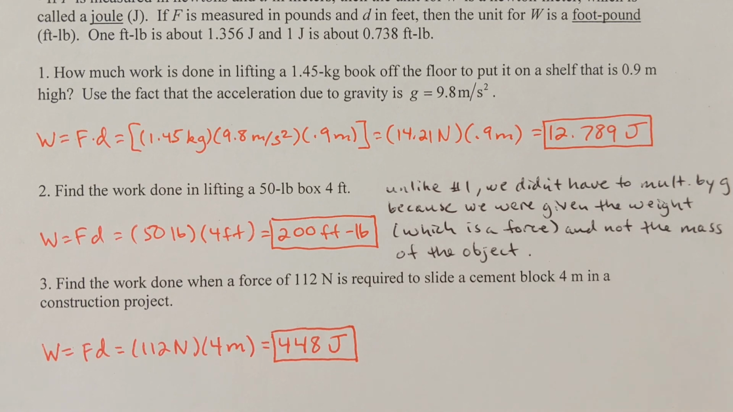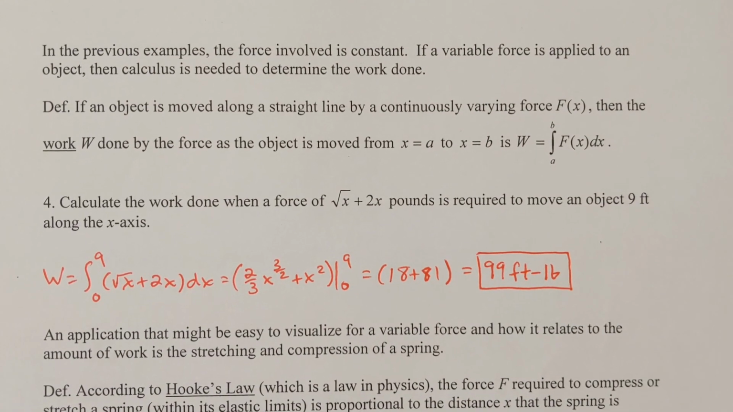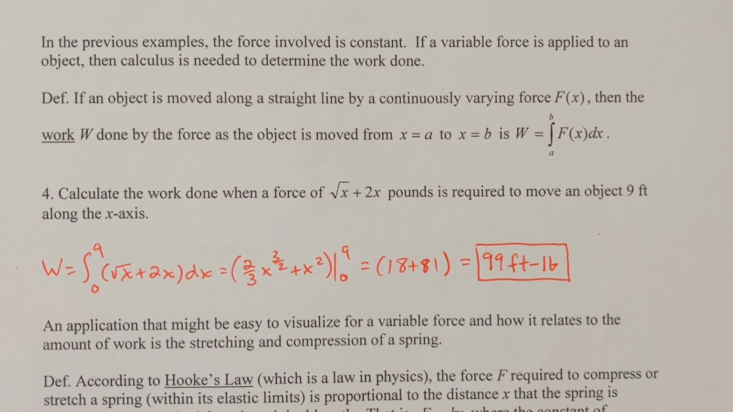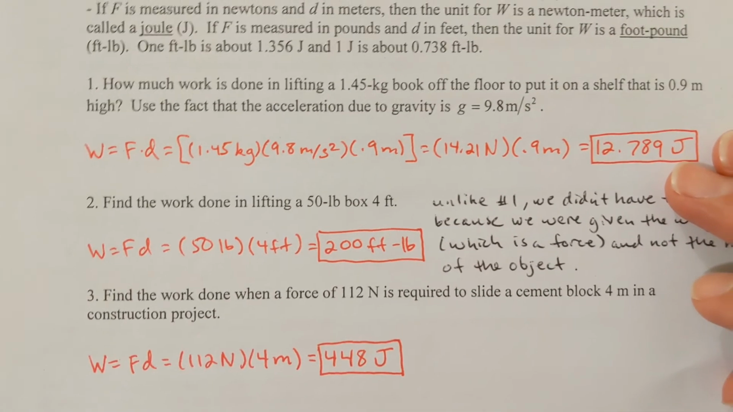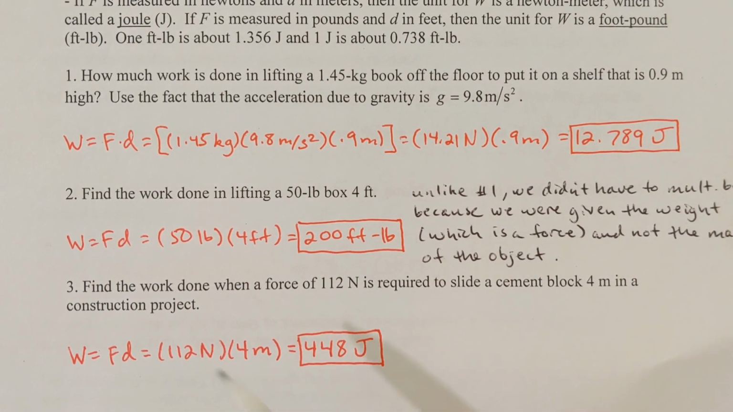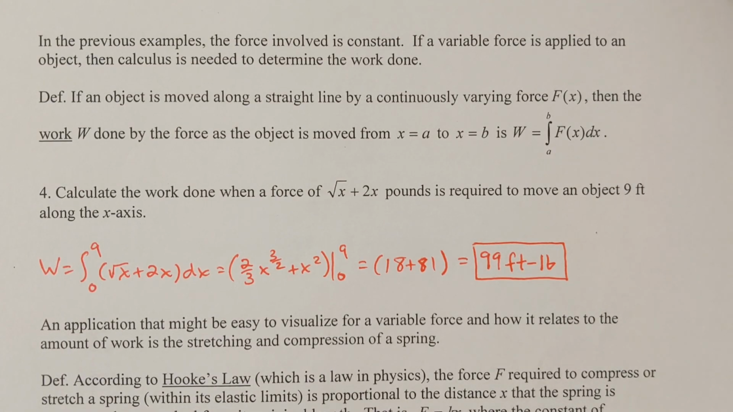Now, in the previous examples, the force involved is constant. So there's not really a difficult thing here, in my opinion, for these first 3 problems. All you're doing is multiplying 2 numbers or 3 numbers, right? And anybody can do that. But that's when the force was constant.